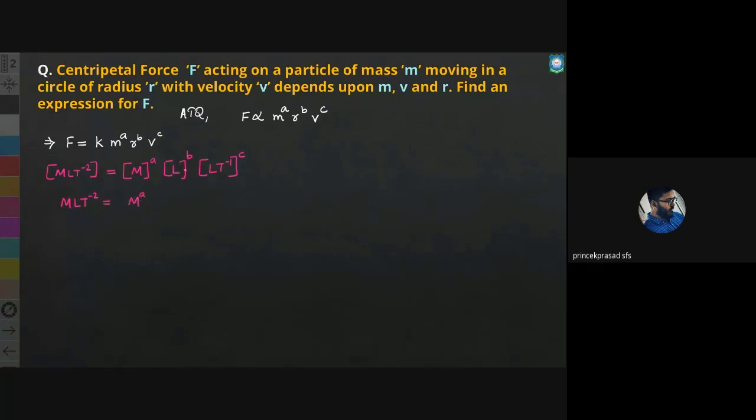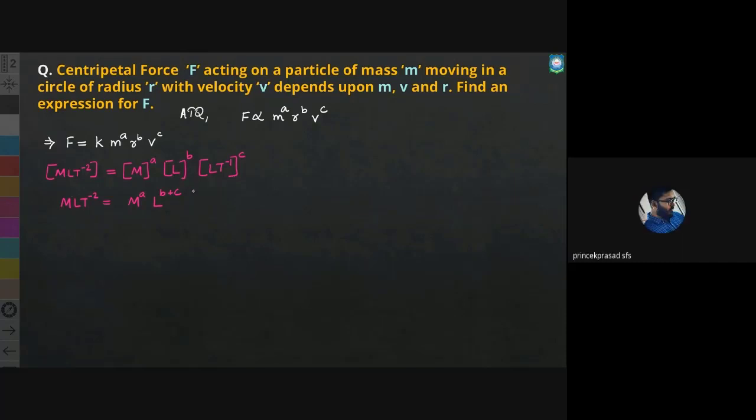Now look here, for L there is already a b, and here there is a c. This is L raised to c. So what is the total power of L? L^b into L^c, I can write as L raised to b plus c. Any doubt in that? Normal law of exponents, nothing else.